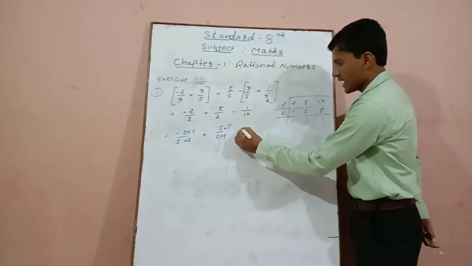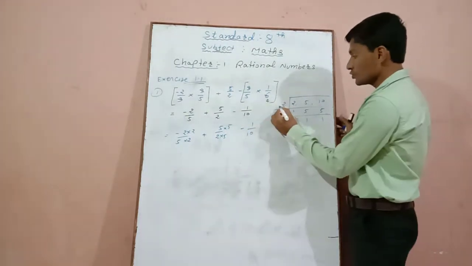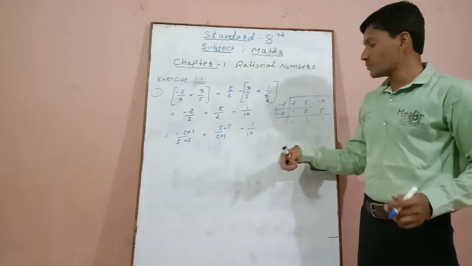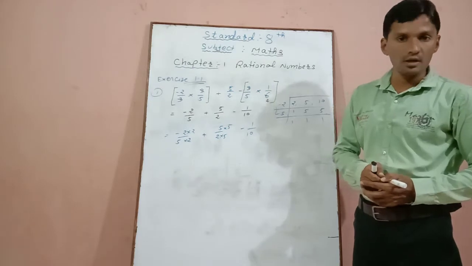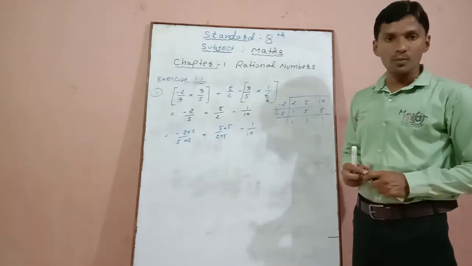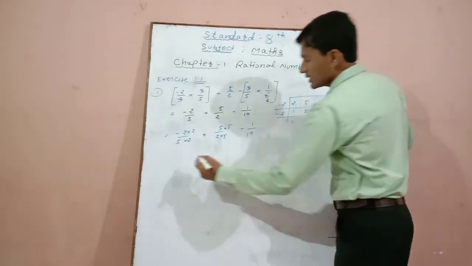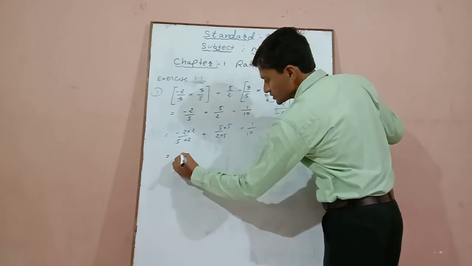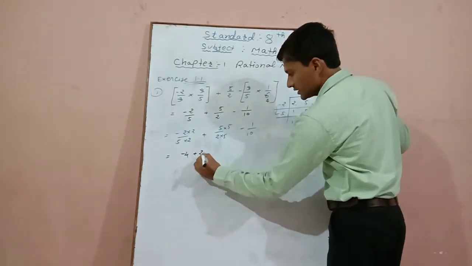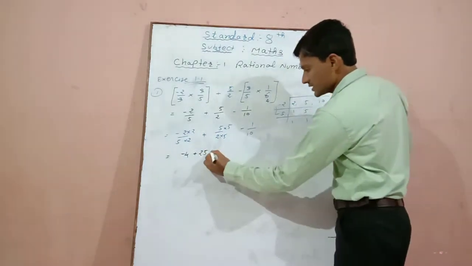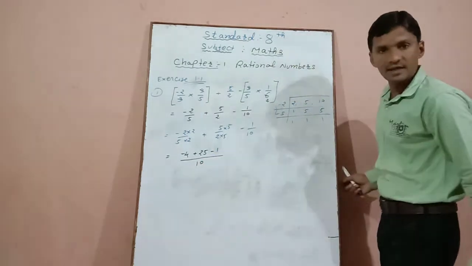Third, minus 1 divided by 10. 10 means 2 5s are 10. So that means both numbers are there here. So there is no need to multiply by an additional number, because here 10 is the common LCM and all numbers are there in the denominator. Now all will be combined over the common factor. Minus 2 2s are minus 4 plus 5 5s are 25 minus 1 whole divided by common LCM 10.